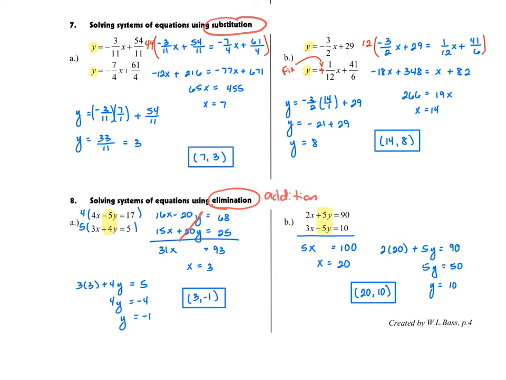Now, just like before, once I have that x value, I need to substitute it back into one of the original equations, either one, to finish and get the y value. When I got over here to the second one, I noticed that the y values this time are already the same number with opposite signs. So I didn't have to do any multiplication. I could just add immediately and continue solving.